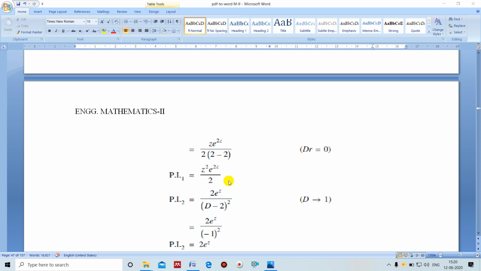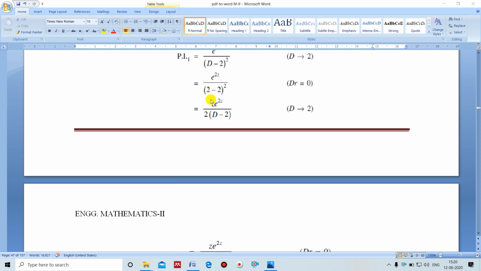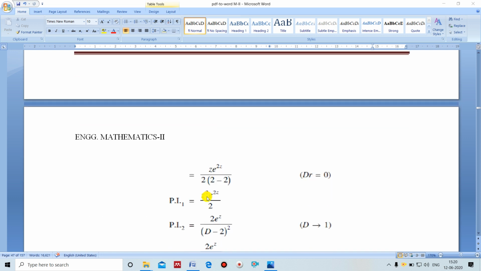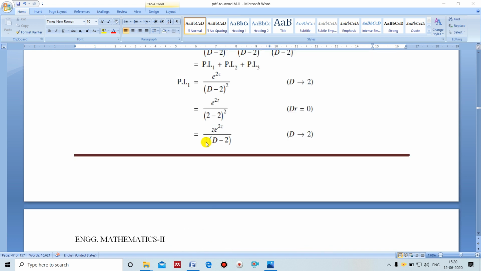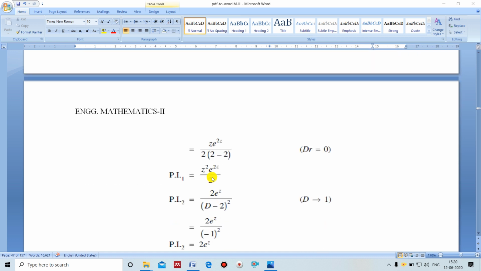If you put d is equal to 2, again the denominator is 0. If the denominator is 0, again multiply z. Already we have multiplied z, so z into z will be z square e raised to 2z. Then the differentiation of d will be 1, the constant will be 0, and 1 into 2 will be 2. This is particular integral 1.